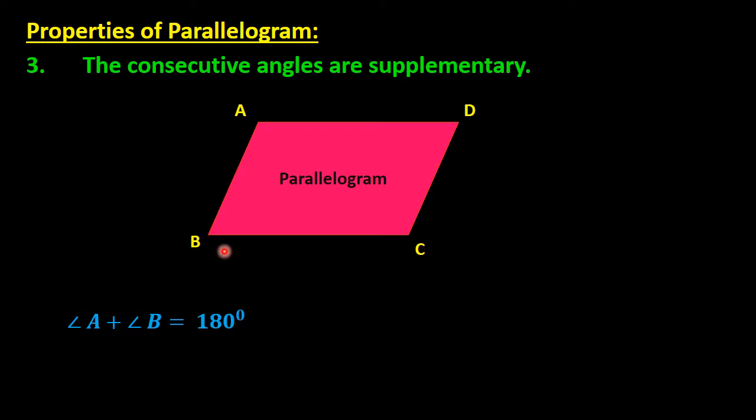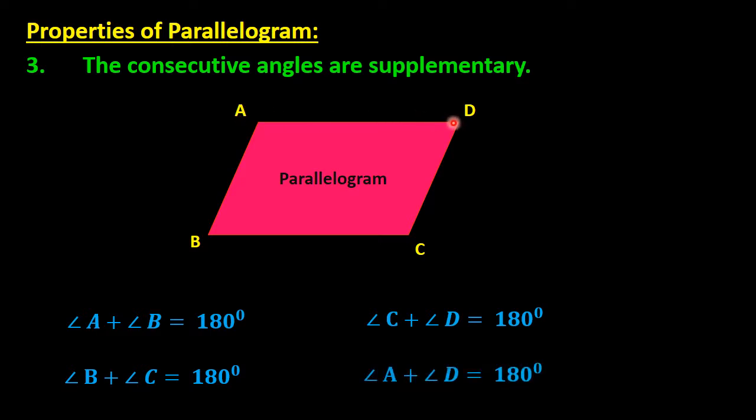Similarly, if we add angle B and angle C, then also we get 180 degrees, because angle B and angle C are also consecutive angles. And angle C and angle D are also consecutive angles, and if we add them, we get 180 degrees. And similarly, angle A and angle D, when we add, then also we get 180 degrees. So this is the third property of a parallelogram.